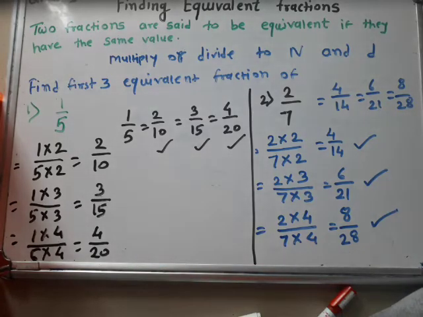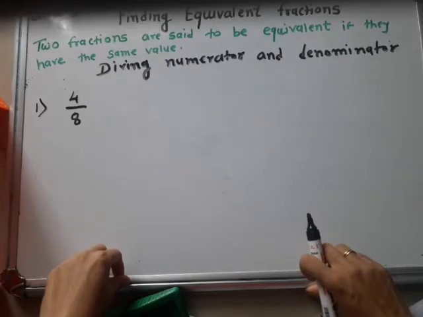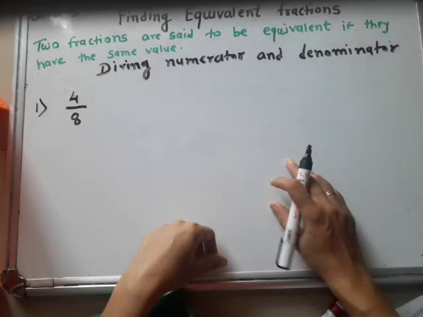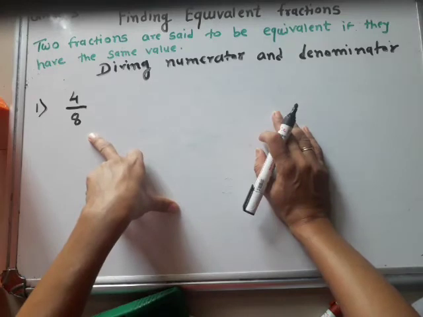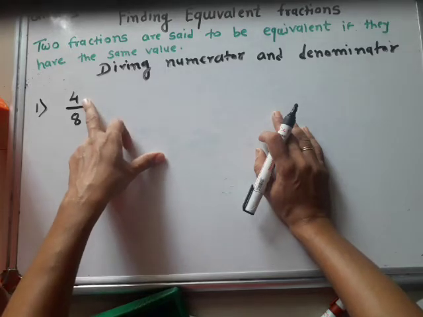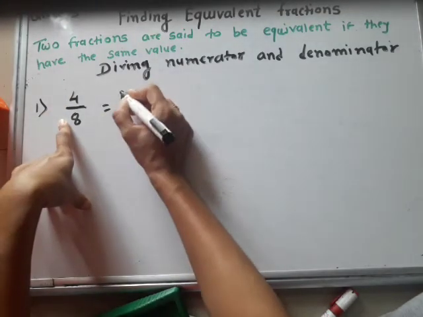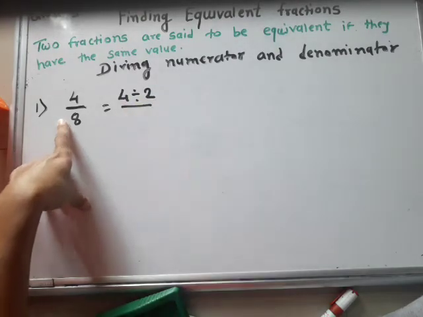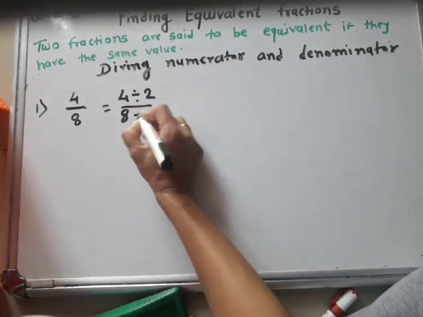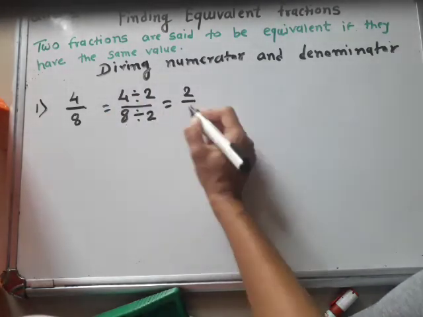Now we see how to find the equivalent fraction by dividing numerator and denominator. Now this is 4/8. Both are composite numbers, not prime numbers. Both numbers are divisible by 2 because both are even numbers. So first we divide 4 by 2, and the denominator also by 2. So 2 2s are 4 and 2 4s are 8.